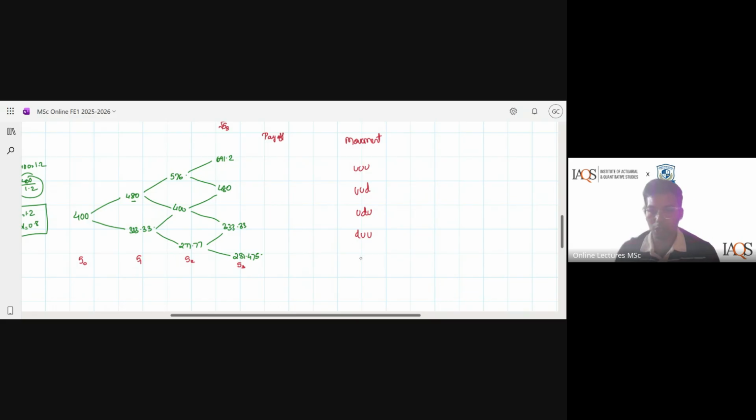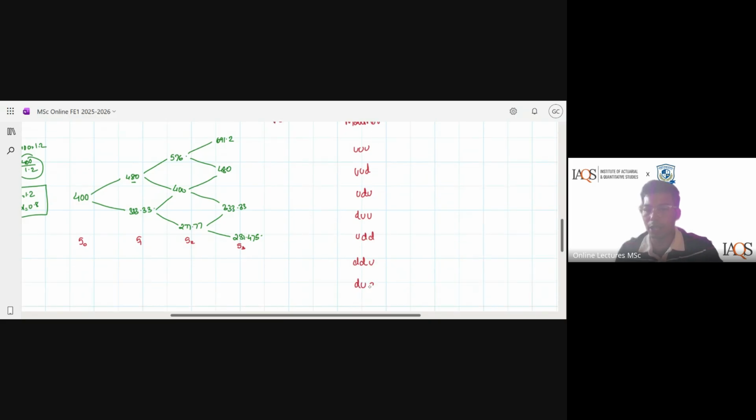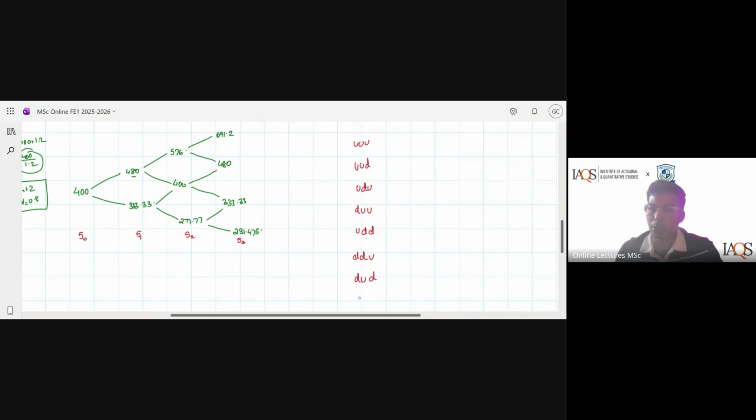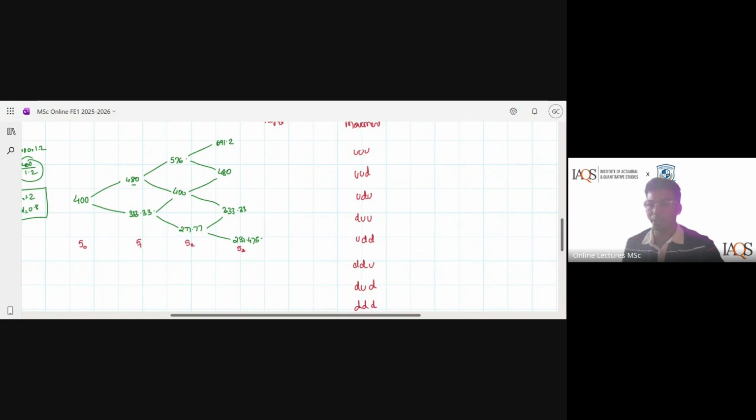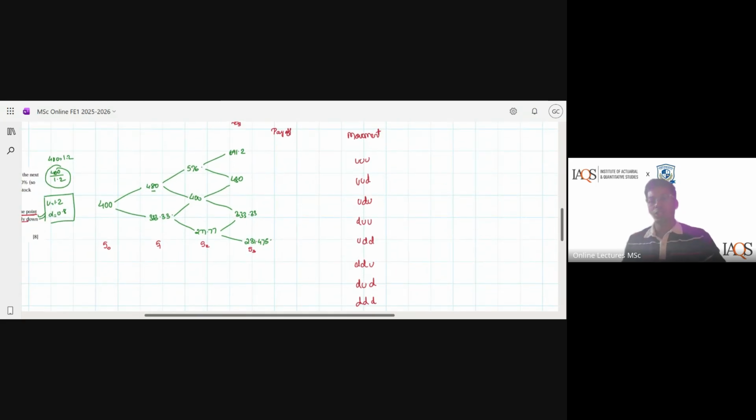Then I have two down moves. So again, it can be U, D, D. Or it can be D, D, U. Or it can be D, U, D. At any places, I can have two down moves. And then the only possibility is three down moves. So that's how you can frame your entire move. Alright, copy this down.